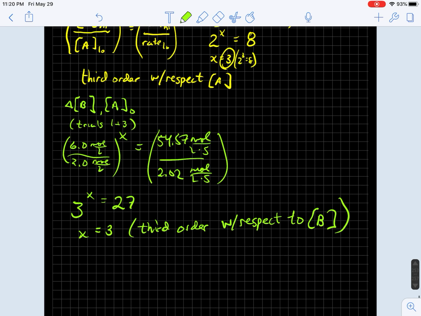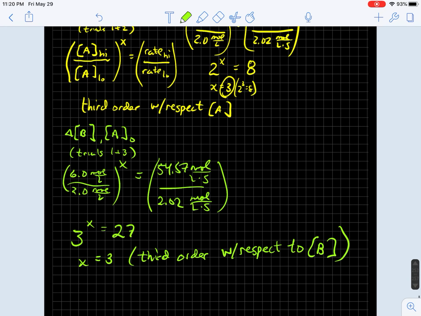Now, another question that they might ask you before they ask you for the rate law is, all right, what is the overall order? To get the overall order, you add the two orders together. So the overall order of this reaction would be 3 plus 3, which is 6th order.